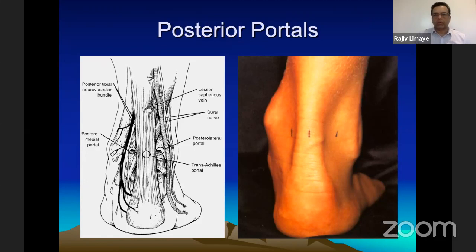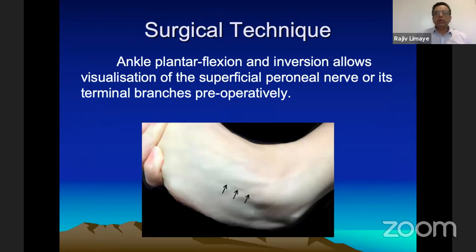So surgically, prior to doing the arthroscopy, we find out where the superficial peroneal nerve is and where the branches are. We invert the foot to see where the nerve is running, and you can see in most patients the actual course of the nerve. It is generally seen from the tip of the fibula. If you put four fingers above the tip of the fibula, the nerve comes out there and then goes down along the line here. So most of the time you can visualize the nerve and stay out of it.